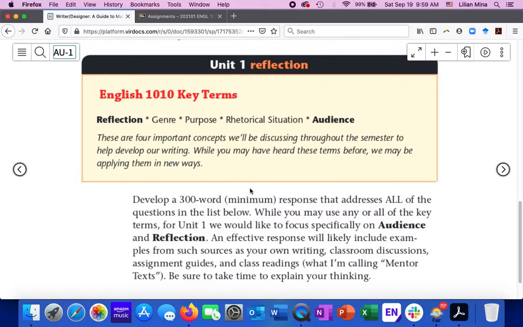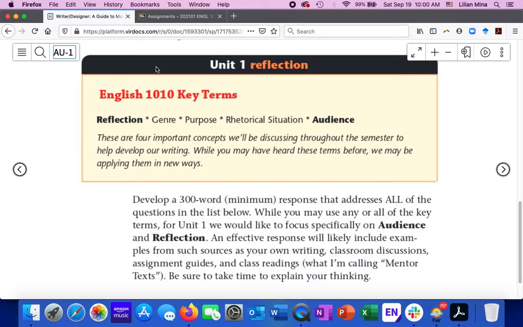So in Unit 1, we focused on reflection and audience, if you remember. We kept talking about the audience of your literacy narrative, who you would like to read this narrative, who you think will benefit from reading it, who you think will be interested in reading it. And according to your choice of audience, you started including the details that your audience would need to follow your narrative and to learn the message that you're trying to deliver in your narrative.